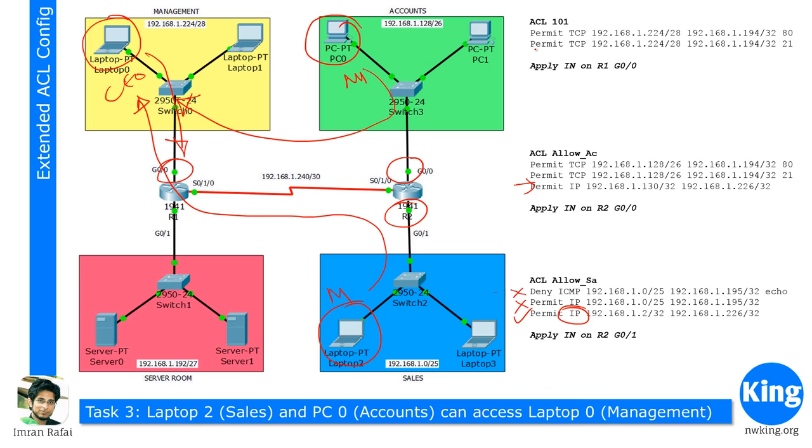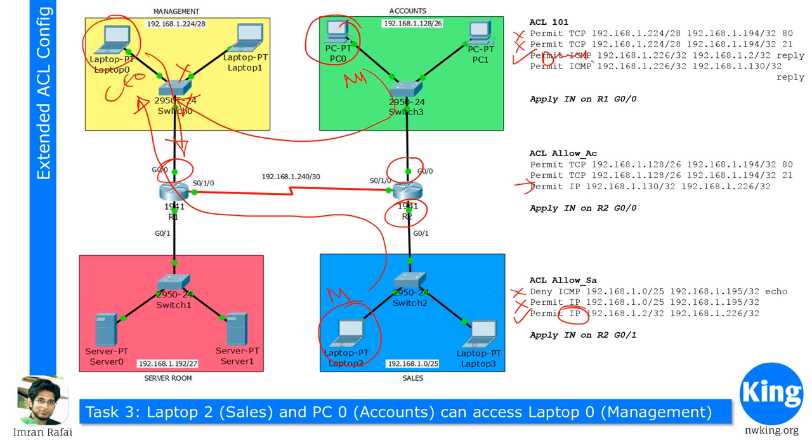It says, okay, it's an echo reply coming from laptop 0, that is 192.168.1.226, right? It's 226, going to the laptop which is 192.168.1.2, and it looks at the ACL statements. It says, okay, this is not matching, this is not matching, the only thing that is matching is deny. It will block it, right? So we need to put a permit statement in ACL 101 to let the echo reply out, right?